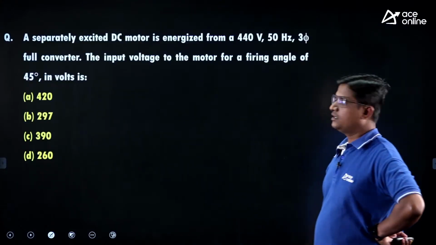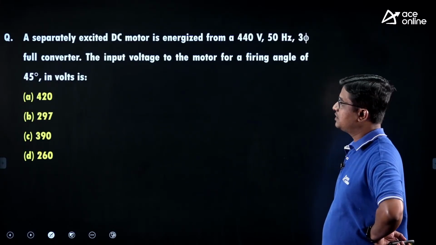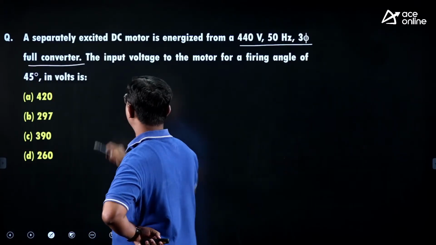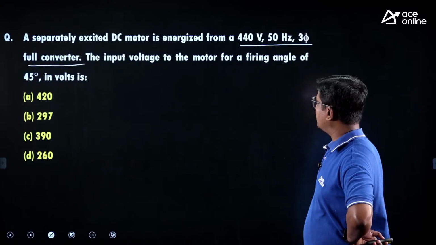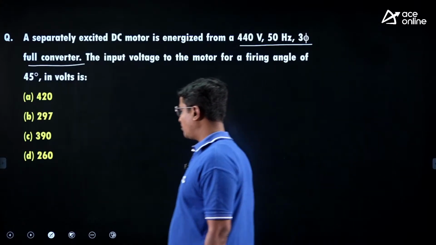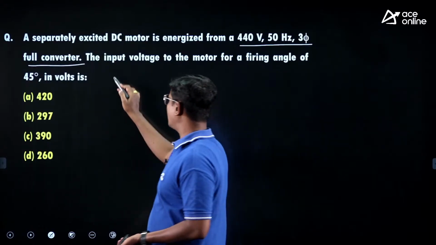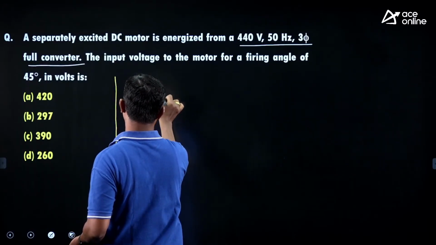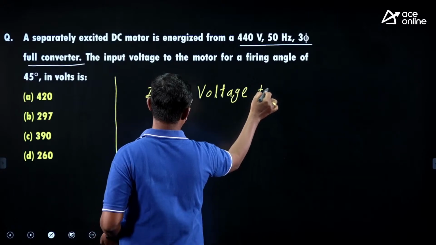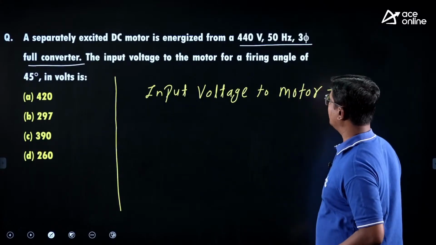Next, a separately excited DC motor is energized from 440 volt 50 hertz 3-phase full converter. The input voltage to the motor for a firing angle of 45 degree in volts is. Only input voltage to the motor they are asking. Input voltage to motor means output of your converter, right? So what is output voltage of converter? Input voltage to motor is equal to output of the converter.